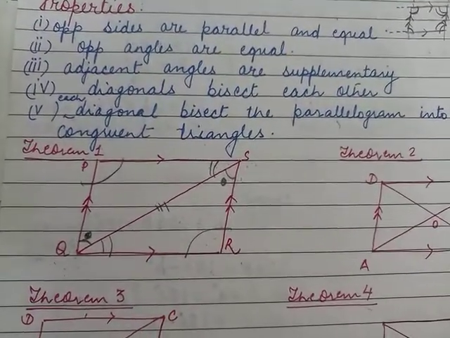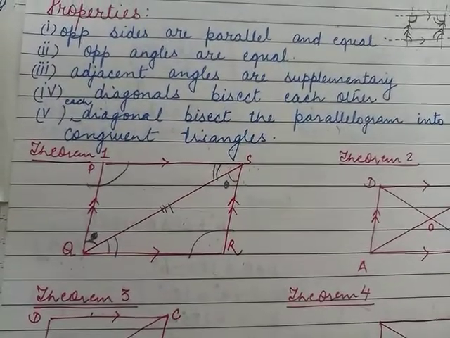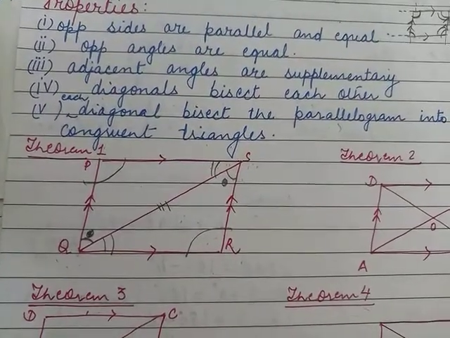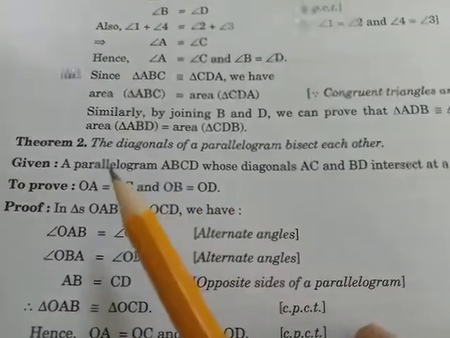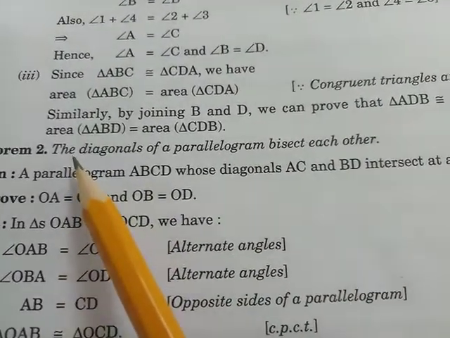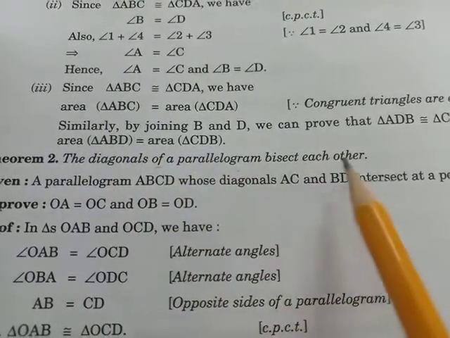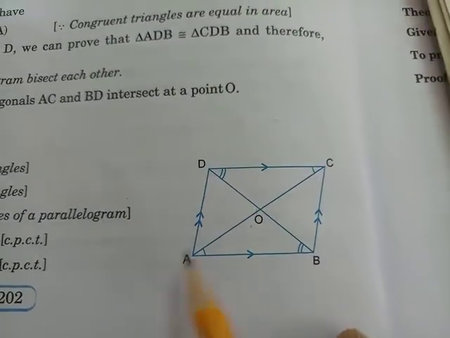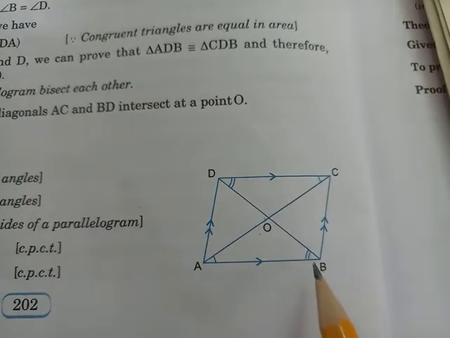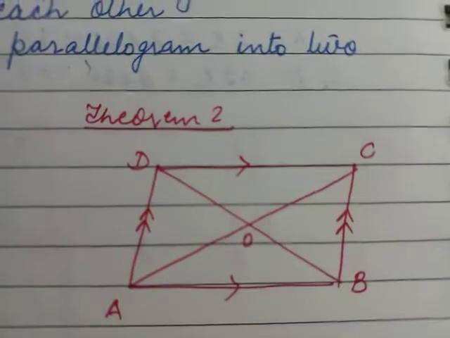No need to write theorem 1 and its proof in the fair copy. Just read the theorem from your textbook and go through its proof. Now we come to theorem number 2. Theorem number 2 says the diagonals of a parallelogram bisect each other. So we need to prove that OA is equal to OC and OB is equal to OD. Let's see its proof.